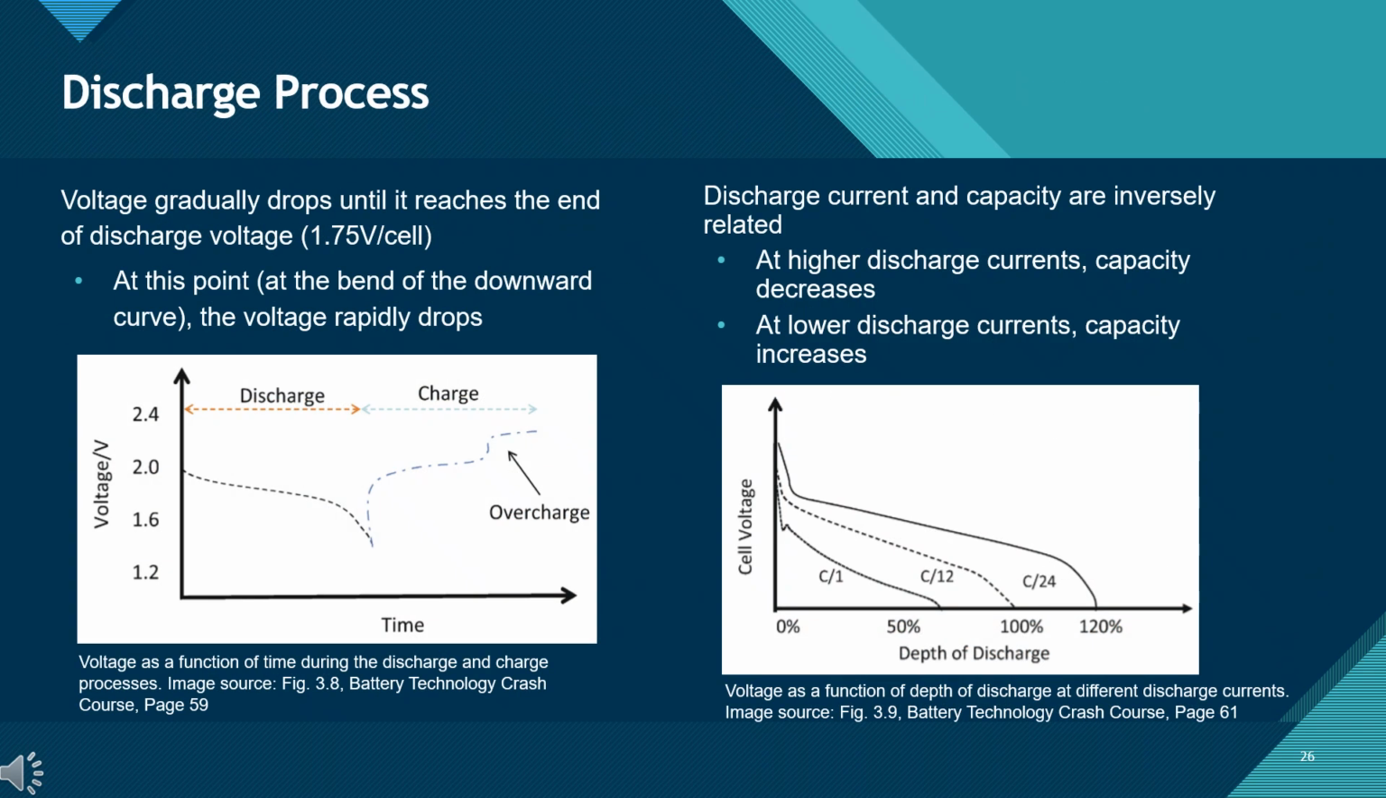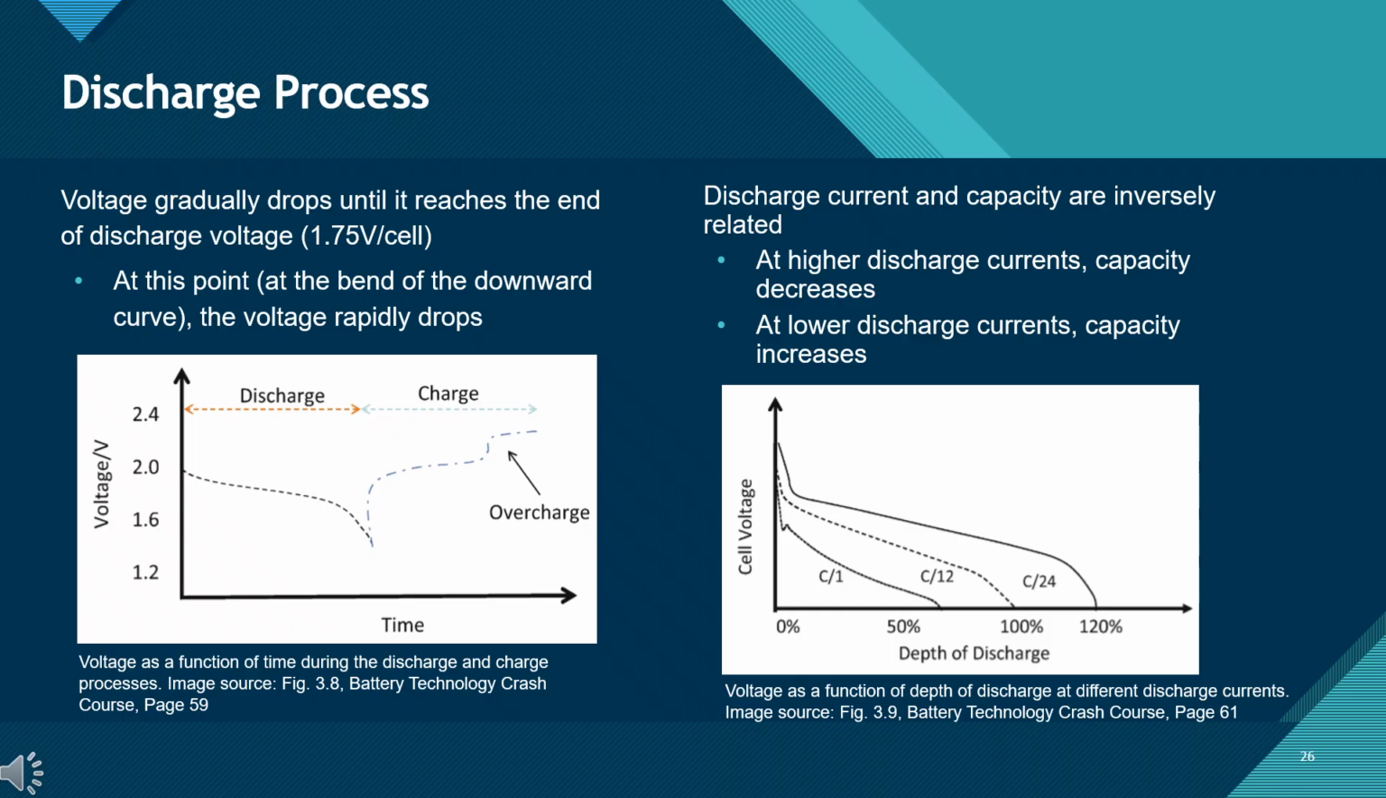Let's look at what happens during the discharge process of a lead-acid battery. In the first graph, we see how the cell voltage drops gradually as the battery discharges. Once it reaches the end of discharge point, around 1.75 volts per cell, the voltage suddenly falls off very quickly. This sharp bend marks the limit of useful capacity.